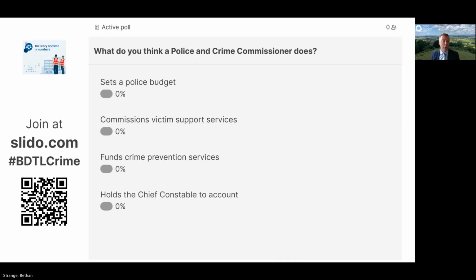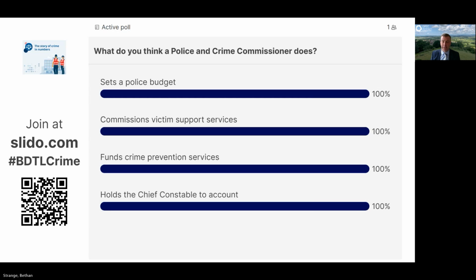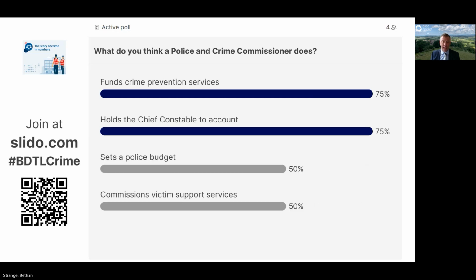So if we click on Beth, this is our first slide out. So what do you think a police and crime commissioner does? What do you think the role actually is? Goodness me, look at that straight away.